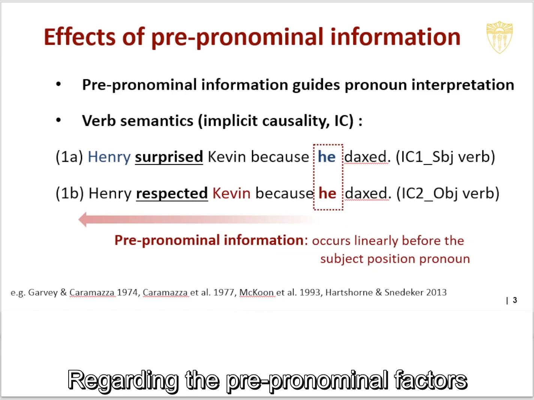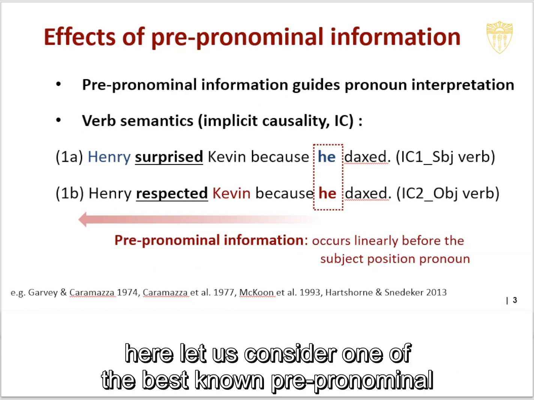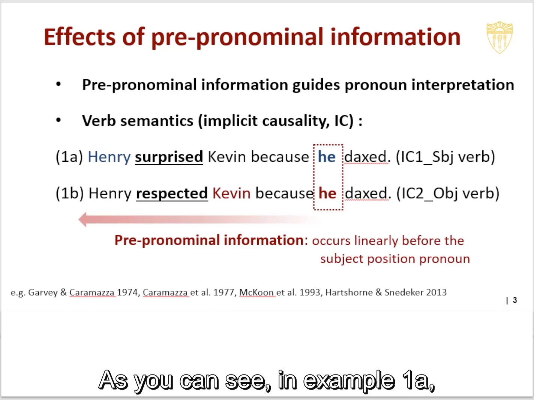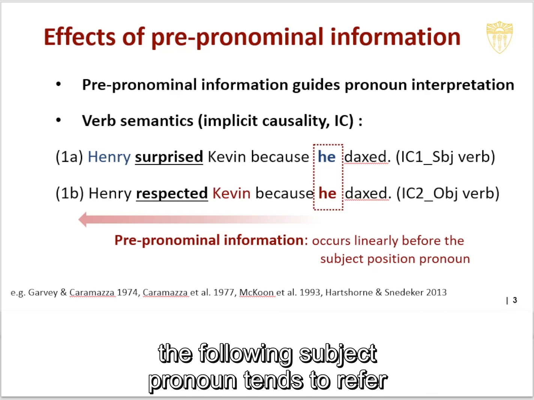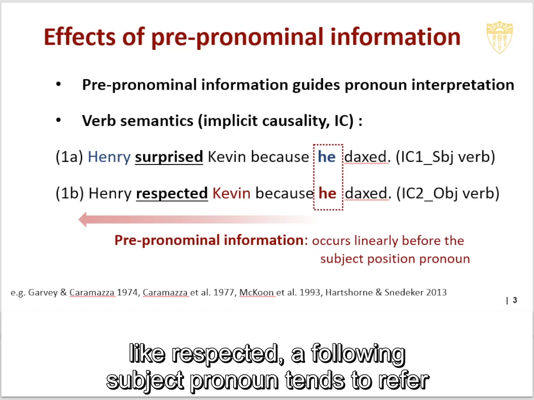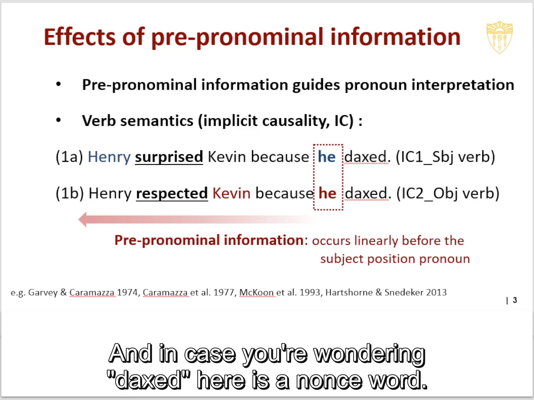Regarding the pre-pronominal factors that guide pronoun resolution, here let us consider one of the best-known pre-pronominal factors, namely implicit causality verbs. As you can see in example 1a, with IC1 verbs like surprise, a following subject pronoun tends to refer to the preceding subject. However, with IC2 verbs like respected, a following subject pronoun tends to refer to the preceding object, as in example 1b. And in case you're wondering, dax here is a noun word.